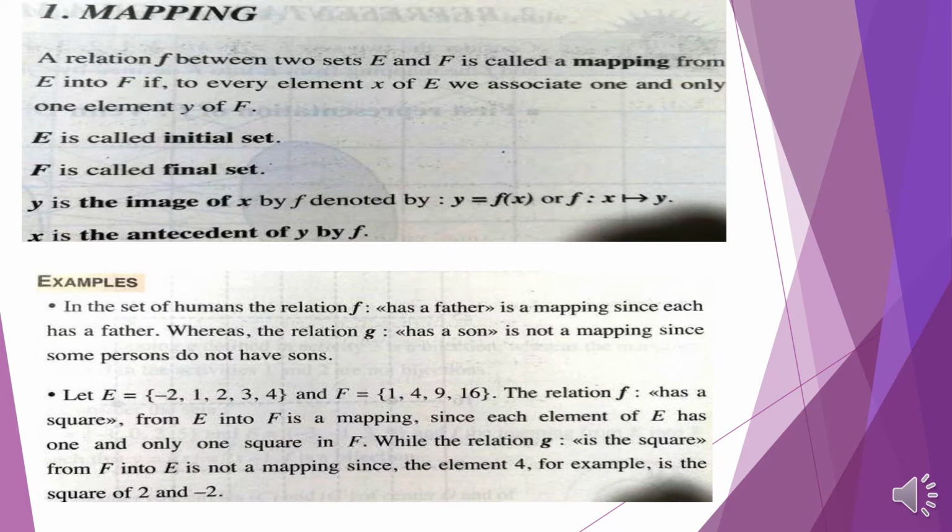In the first relation F has a father, each person has only one father, not two fathers. While in the relation G has a son, sometimes a person has one son, 2, 3, and 4. Here relation F is a mapping since there is only one father, while relation G is not mapping.